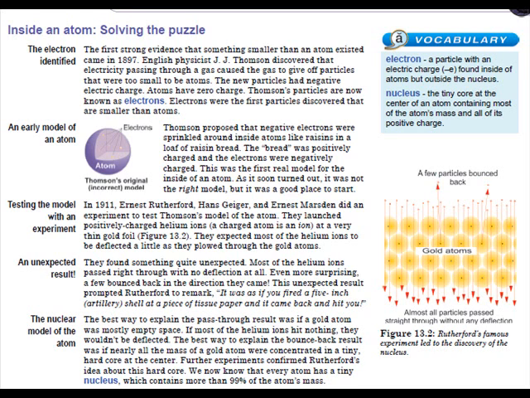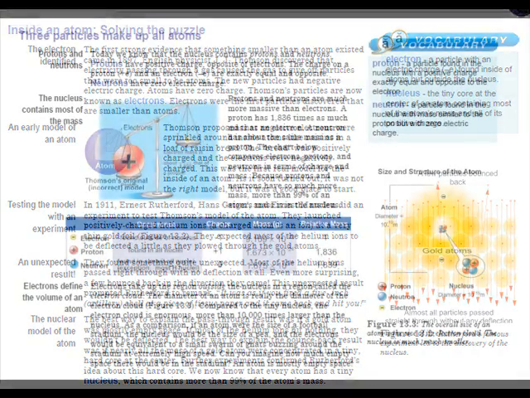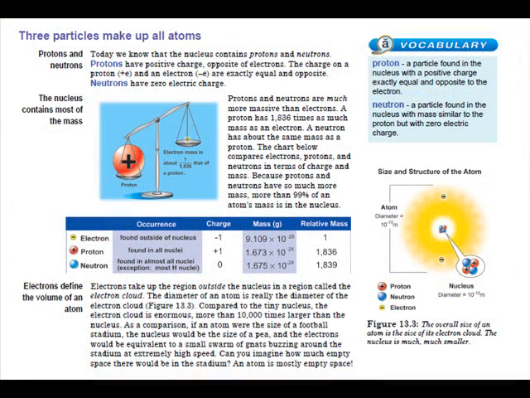The best way to explain the pass-through result was if a gold atom was mostly empty space. If most of the helium ions hit nothing, they wouldn't be deflected. The best way to explain the bounce-back result was if nearly all the mass of a gold atom were concentrated in a tiny hard core at the center. Further experiments confirmed Rutherford's idea about this hard core. We now know that every atom has a tiny nucleus which contains more than 99% of the atom's mass. Today, we know that the nucleus contains protons and neutrons. Protons have positive charge, opposite of electrons. The charges on a proton, plus e, and an electron, minus e, are exactly equal and opposite. Neutrons have zero electric charge.